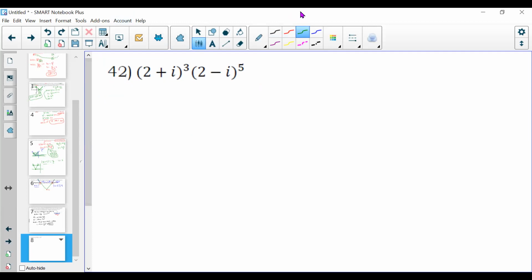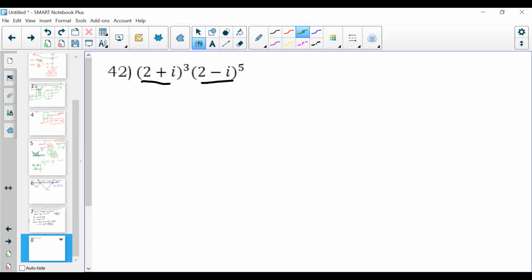The easy part of this problem, or the trick to this problem, is that 2 plus i and 2 minus i are conjugates of each other. So when you multiply them together, the i's cancel out.